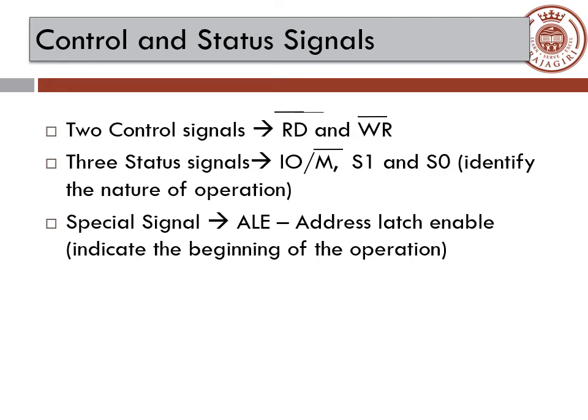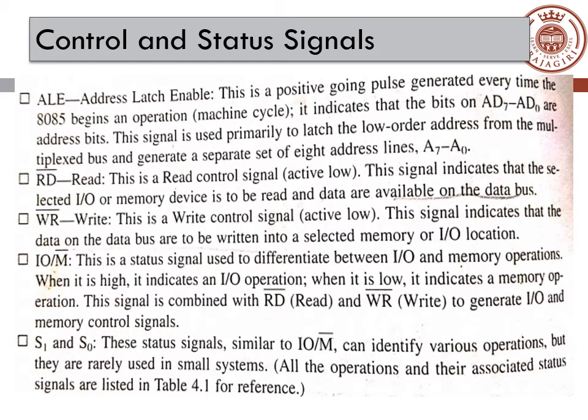And you have a special signal known as address latch enable, which indicates the beginning of an operation. We will see more about this address latch enable. Coming to the definition of the control and status signals, address latch enable is basically a positive going pulse that is generated every time the 8085 begins an operation.